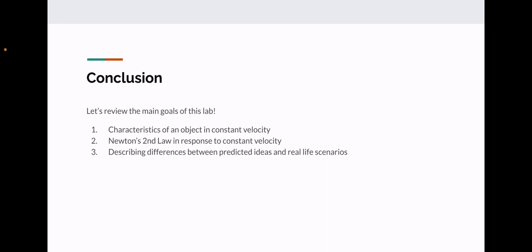Finally, this lab shows us the difference between predicted models and models created from the data in the real world. The predicted model shows the results of a perfect scenario. The real world data shows human error and experimental error. While this data may not be perfect, it typically portrays the main focus of the hypothesis well.